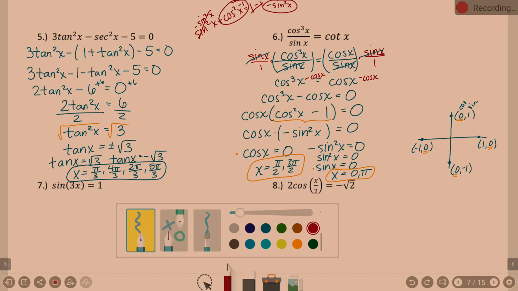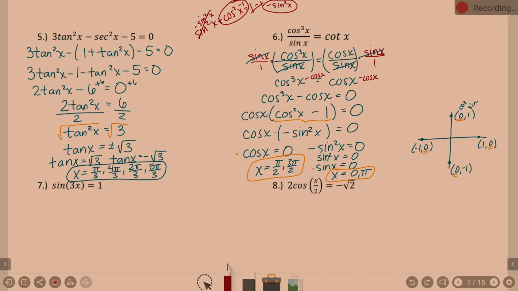Now, we've got one different thing we've got to consider on this problem. Kind of the catch, if you will. My original problem started off as a fraction, yes? What do we know about values in a denominator? They cannot equal 0. So what was our original denominator? Sine x. So because it was in the denominator, we know that sine x cannot equal 0. Is that a fair statement?